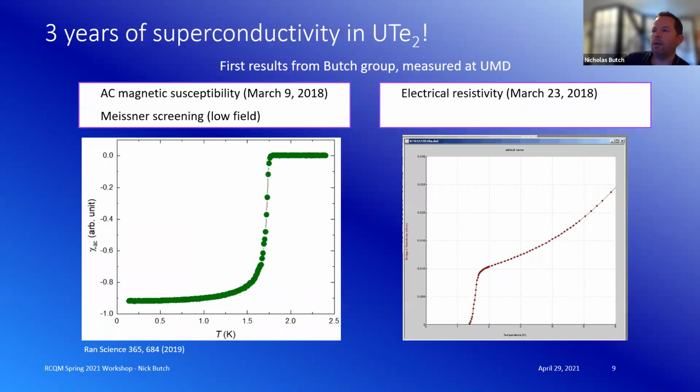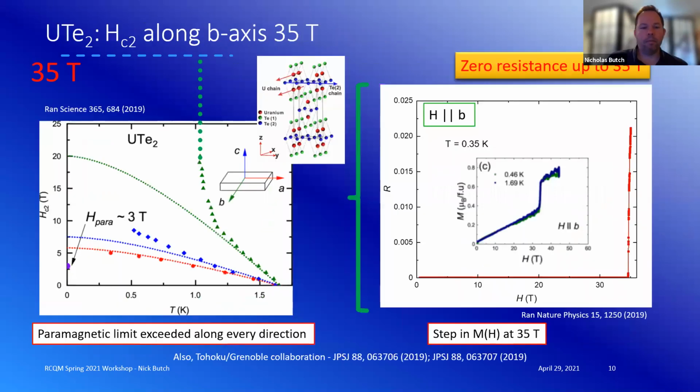Okay, superconductivity. I like to show this slide because it's been 3 years since we learned about superconductivity in this material. It's helpful to remind myself that it took a really long time to get the first paper published, and that wasn't until August of 2019. But these are the results. The first results were actually AC susceptibility. We said, oh man, what is that? And then the zero resistance. So we know that these are hallmarks of superconductivity below about 1.6 Kelvin.